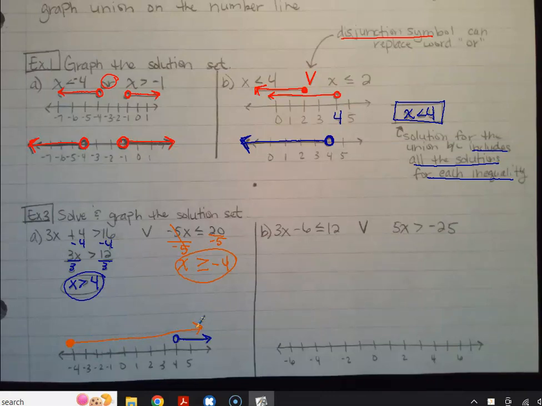Okay, so my overall solution has to include both of those. Right? So my solution to this one would be on the number line, negative 4. Okay, and it would go this way. So our final solution is x is greater than or equal to negative 4, because that includes the x is greater than 4 as well.